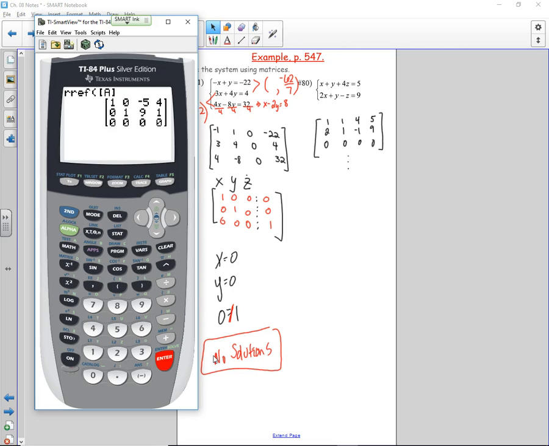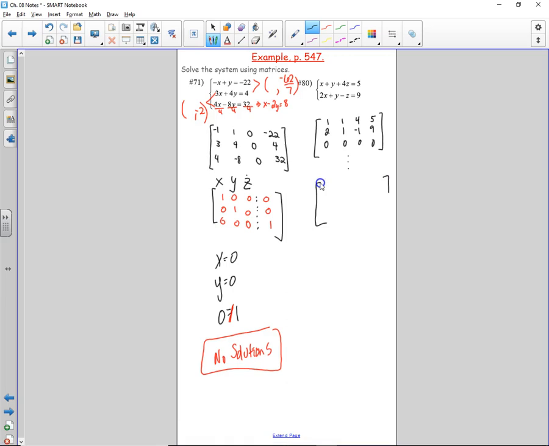Wait, REF? Why didn't it get it into REF? The calculator is saying that is REF. What's wrong? Read off the coefficients. What did you guys get? Negative what? Then? 9, 1. It got as far as it could.